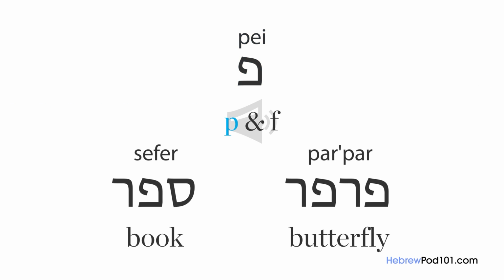Pei is both p and f. In the word papar, or butterfly, this letter is pronounced with a p sound. In the word for book, or sefer, it's pronounced with a f sound.